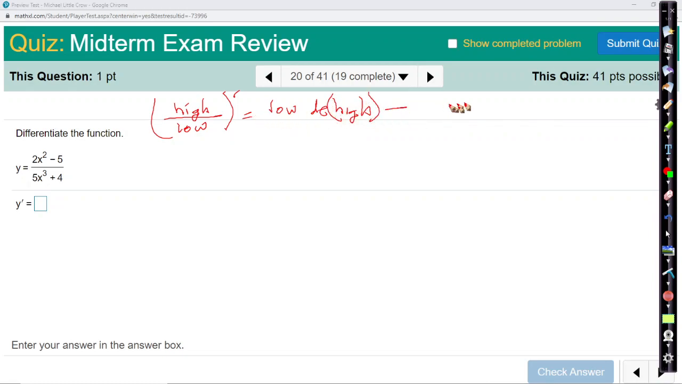minus the high one, original version, times d low. And then in the denominator, we get low low. So low d high minus high d low over low low.